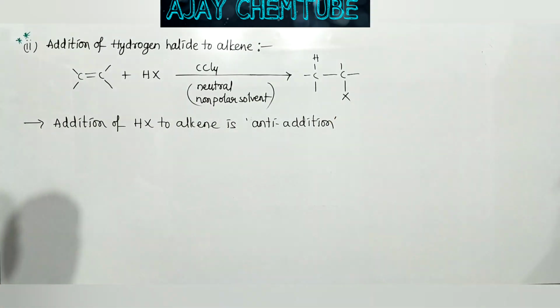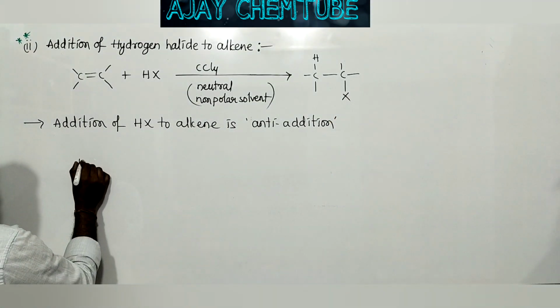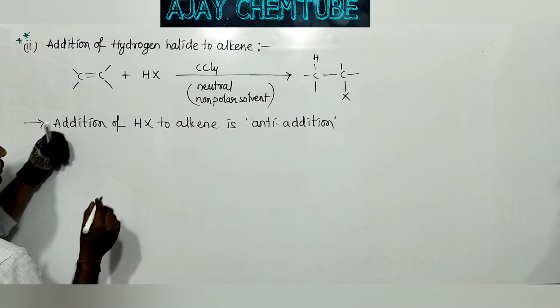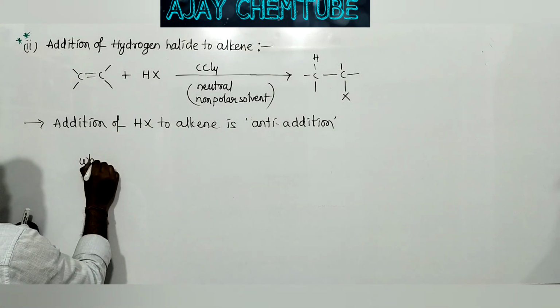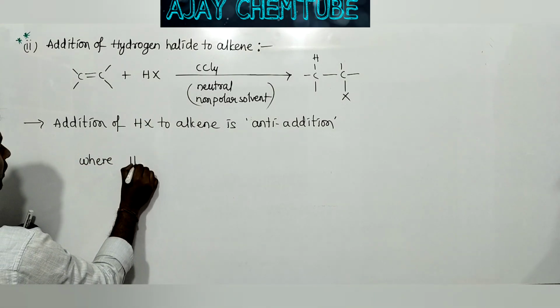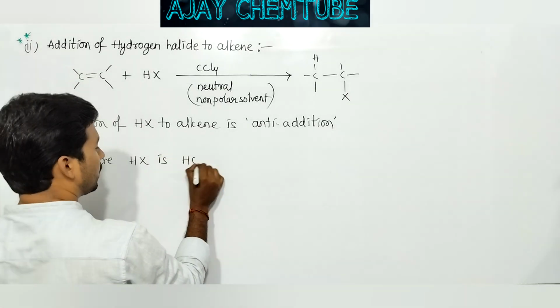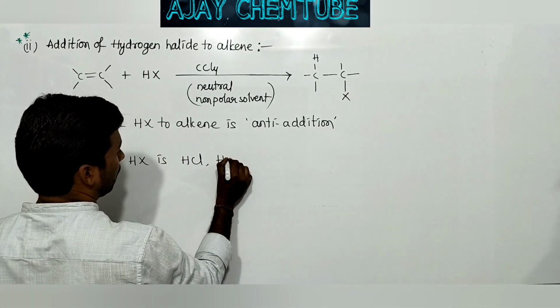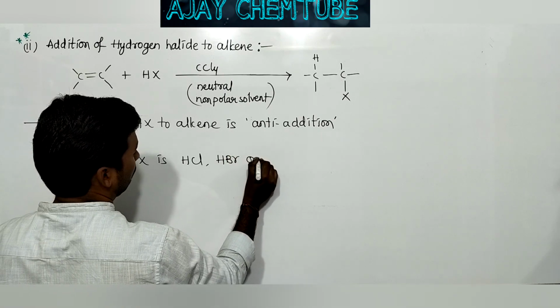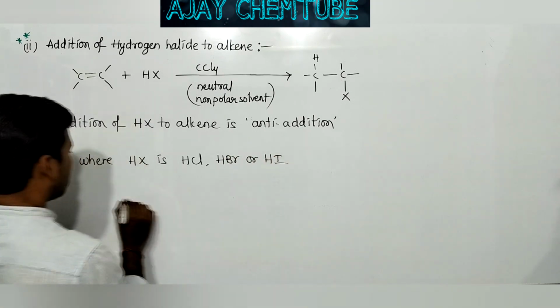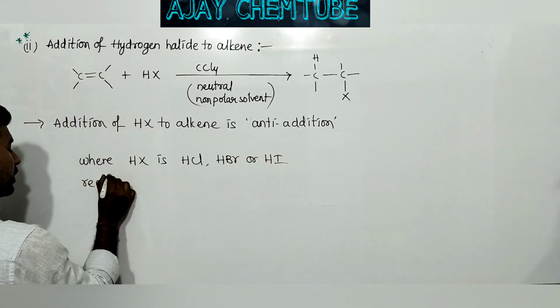Point number 1. For example, what is HX? HX is HCl, HBr or HI. Reactivity of hydrogen halide.